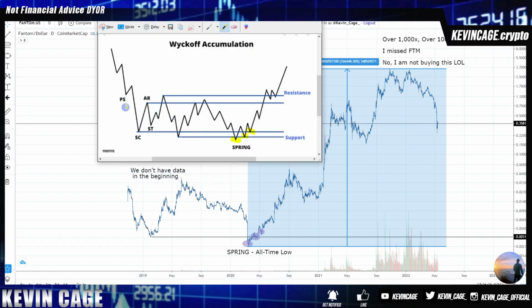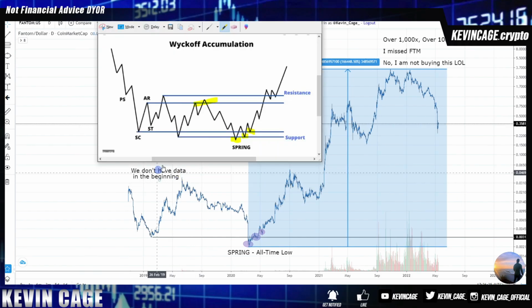Now, I don't think we really have all of this data, the distribution phase we kind of launched, and I can clearly see this top. So I believe this region is somewhere over here. And then what happened? We started moving down, created an all-time low price. That serves as the spring.